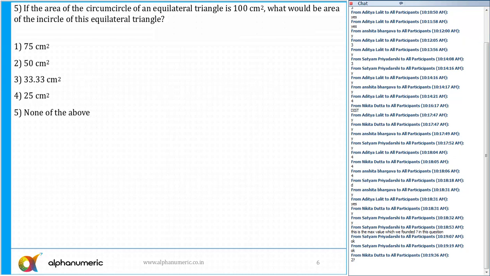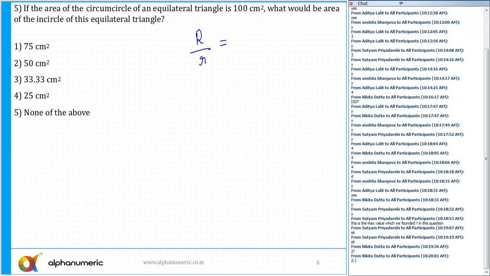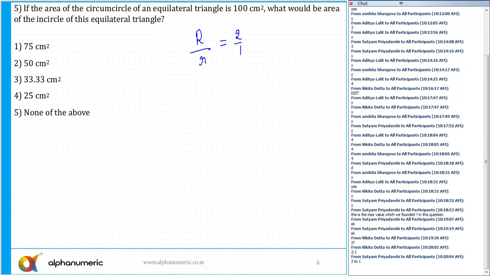So area of the circumcircle. Now we know the circumradius to inradius ratio of an equilateral triangle. What is the ratio of circumradius to inradius? Can anyone tell me? Ratio of circumradius to inradius of an equilateral triangle is always 2:1. So can I say area of the circumcircle upon area of the incircle will always be in the ratio (2/1) whole square.